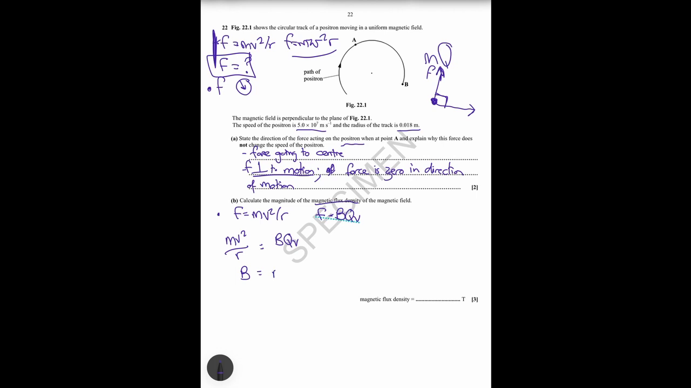So I'm going to say B equals mv squared over r, and then the B and the V go on the other side, so BV over here. That V cancels with that V. So this is the answer I've got. Now I've just got to hope that I've got all of these things.